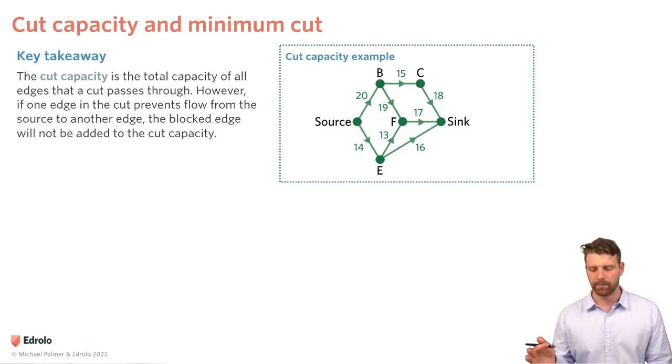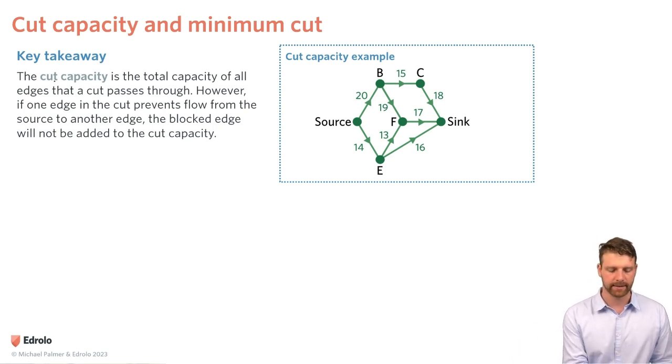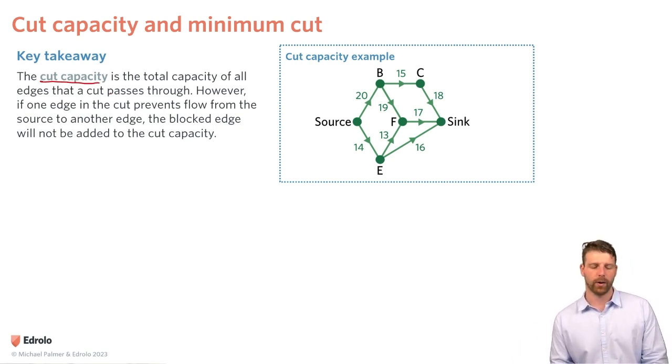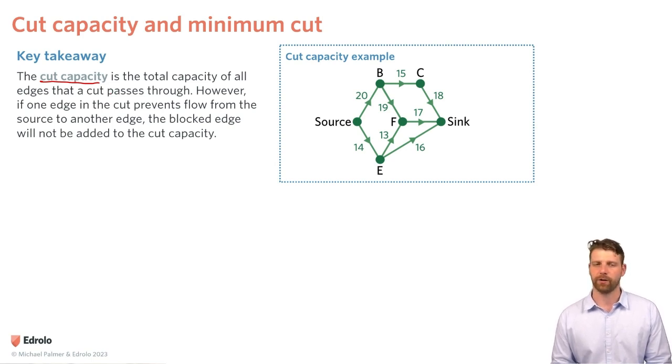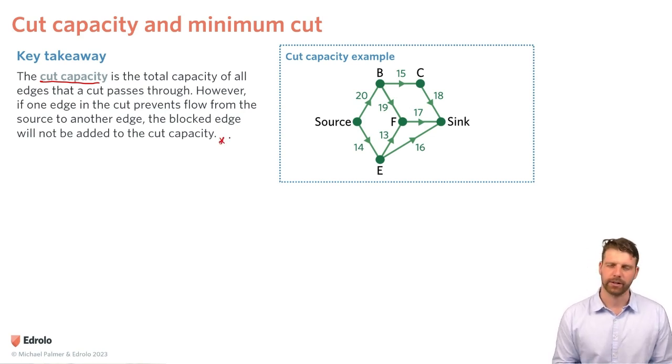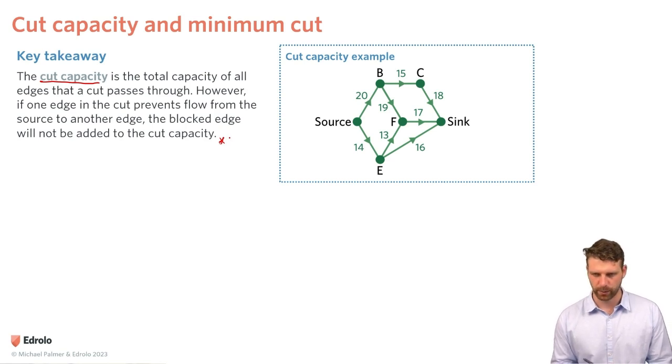So we know that a cut must block the flow from the source to the sink, but the cut capacity is the total capacity of all edges that a cut passes through. However, if one edge in the cut prevents flow from the source to another edge, the blocked edge will not be added to the cut capacity. That second sentence there, I'm going to show you what that means with an example here.